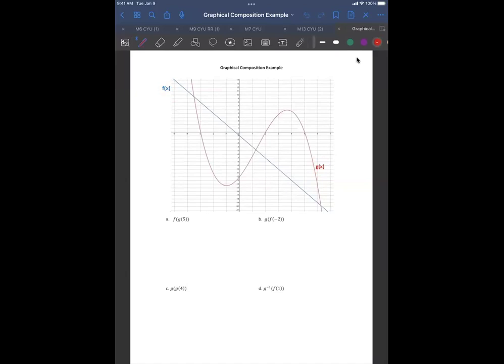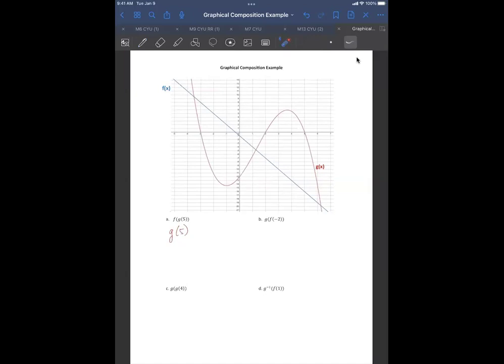All right, so like all compositions, we're going to work this from the inside out. I can't figure out f of anything until I first know what g of 5 is. So let's start there. So g of 5 is where we'll begin. Now, what does that mean? G of 5 means that you are inputting, notice inside parentheses, inputting the number 5 for the function named g.